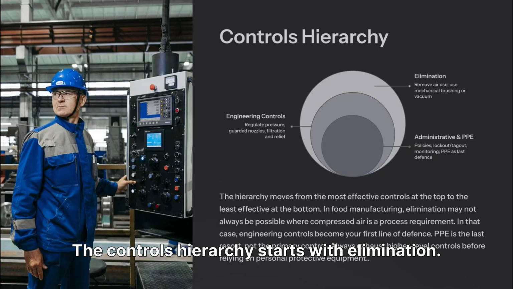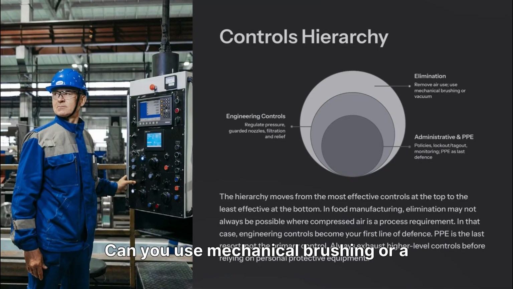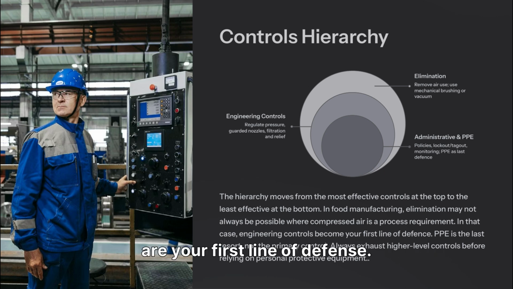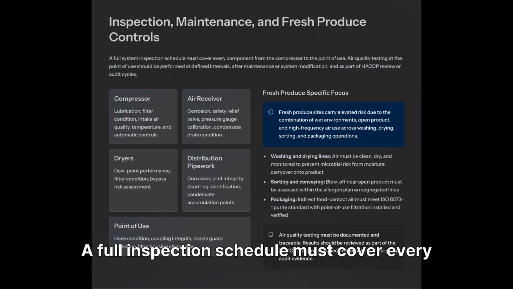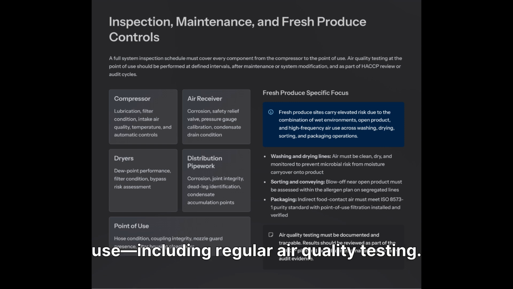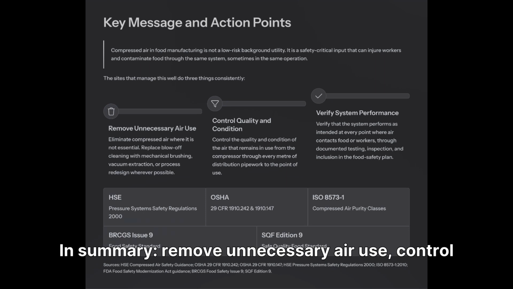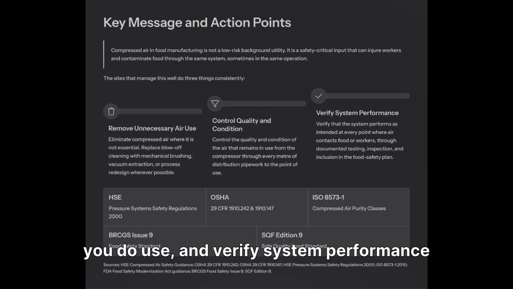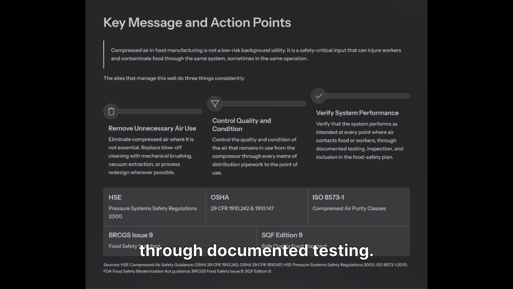The controls hierarchy starts with elimination. Can you use mechanical brushing or a vacuum instead? If not, engineering controls like guarded nozzles are your first line of defense. A full inspection schedule must cover every component, from the compressor to the point of use, including regular air quality testing. In summary, remove unnecessary air use, control the quality and condition of the air you do use, and verify system performance through documented testing.